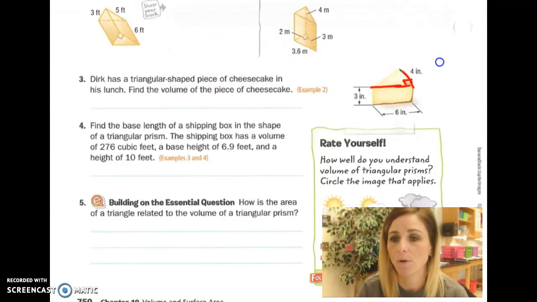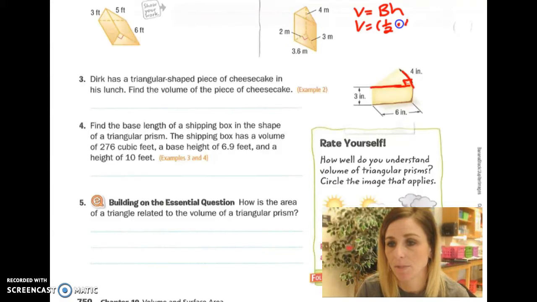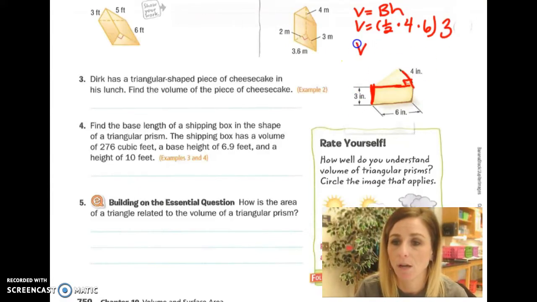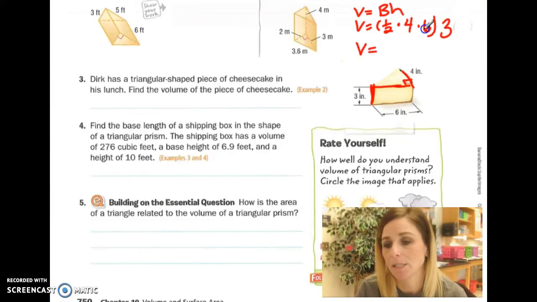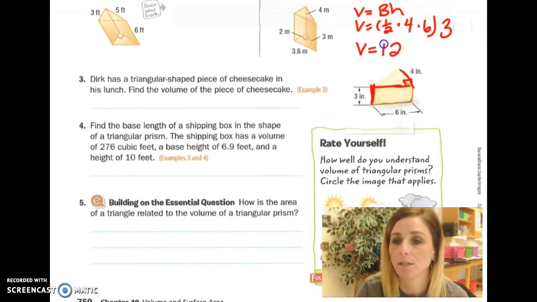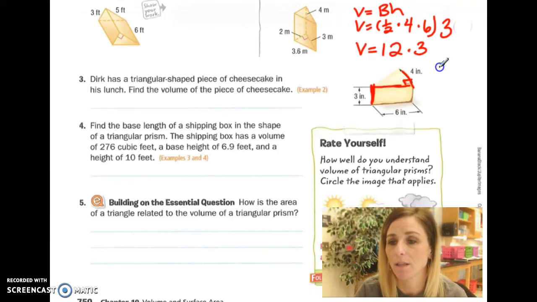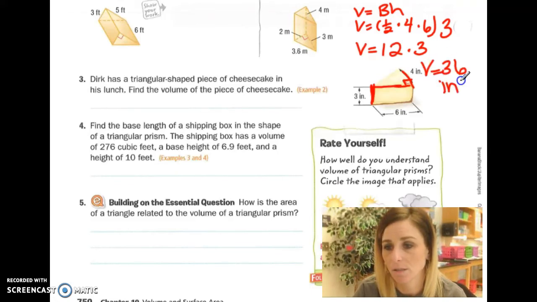So going back to our problem, we're going to go to V equals base times height. V equals 1/2 times base, which is 4, times my height, which is 6, and then my whole height of my rectangular prism is 3. So we're going to go V equals 4 times 6 is 24. Half of 24 is 12 times 3. Therefore, my volume is 36 inches cubed.